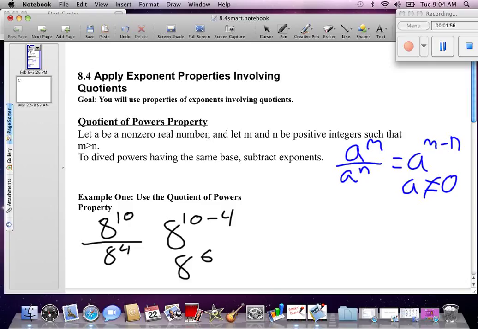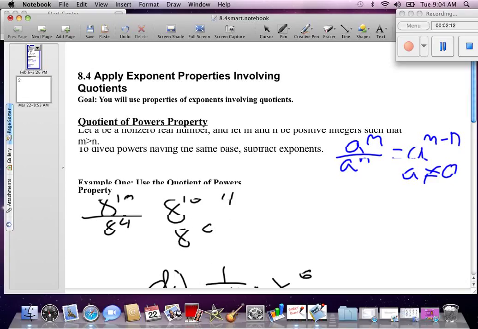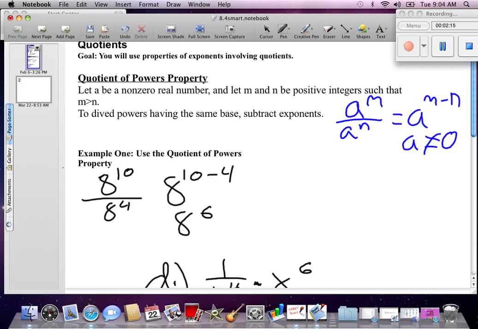So now I'm going to go 8 to the 10th minus the 4th. 10 minus 4 gives me 8 to the 6th. But I'm not finished because that is a number, not a letter, right? So I'm going to stick it in my calculator. I'm going to go 8 to the 6th gives me 262,144. That is my final answer for A. So let's try B.